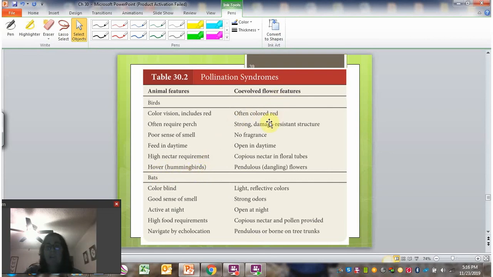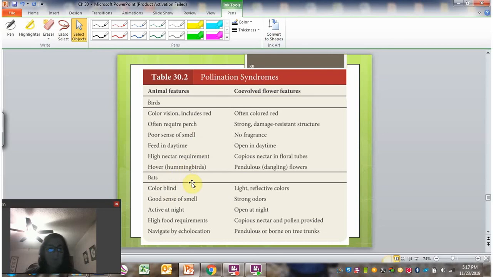So birds will go after red flowers. They do need the flower to have a solid footing, so something like a tree is going to work for a bird, but not a soft flower. They don't need fragrance. They do need it to be open in daytime. They prefer flowers with a lot of nectar because they're not going to go messing around with something that just has a small amount of nectar. They're much, much bigger than bees. And they need something they can stick their face down into, so they generally go for floral tubes as well. Hummingbirds have a preference for hanging flowers so that they can hover over them.